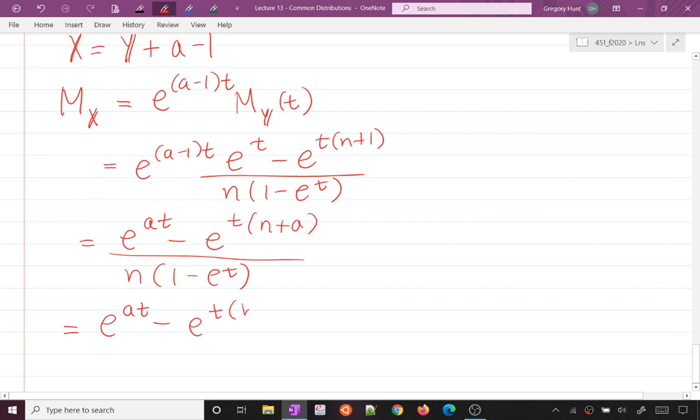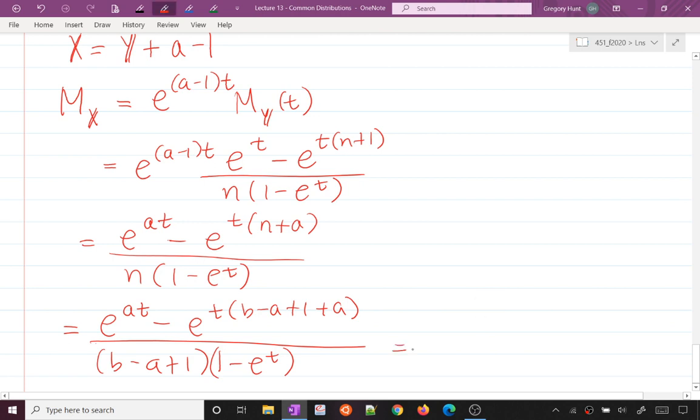N, we said, was b minus a plus 1, plus a, and then it was b minus a plus 1 in the denominator, and then it's 1 minus e to the t. One more step will get us there. e to the at minus e to the t times b plus 1, because these a's cancel.